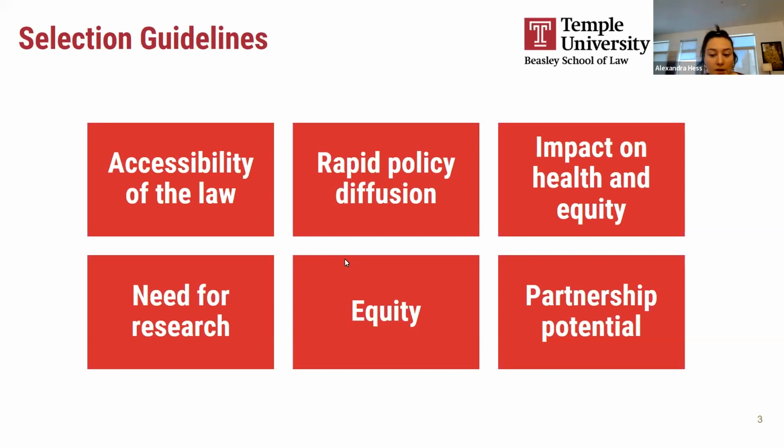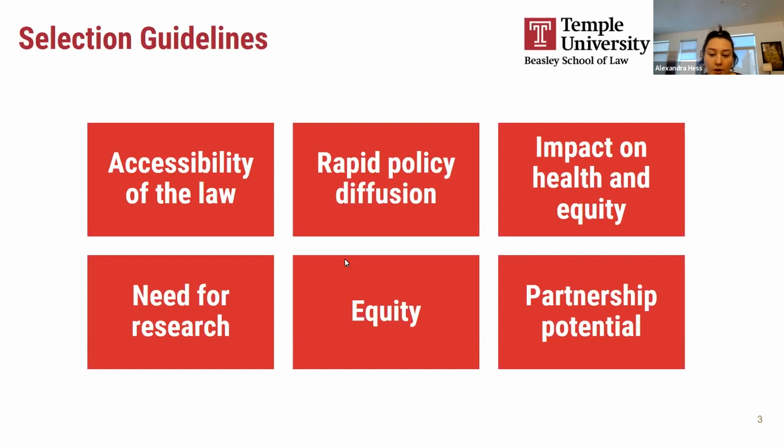Rapid policy diffusion. This policy is maybe spreading or has been endorsed or pushed by national organizations that are capable of promoting it widely. Factors here include when the law was passed, the number of jurisdictions that have the law, and also scalability.